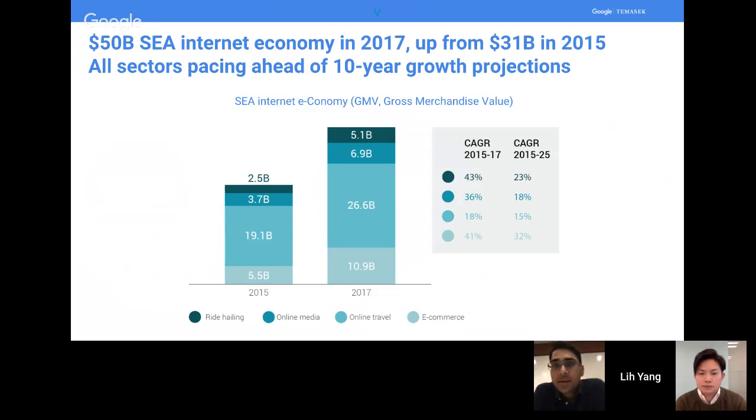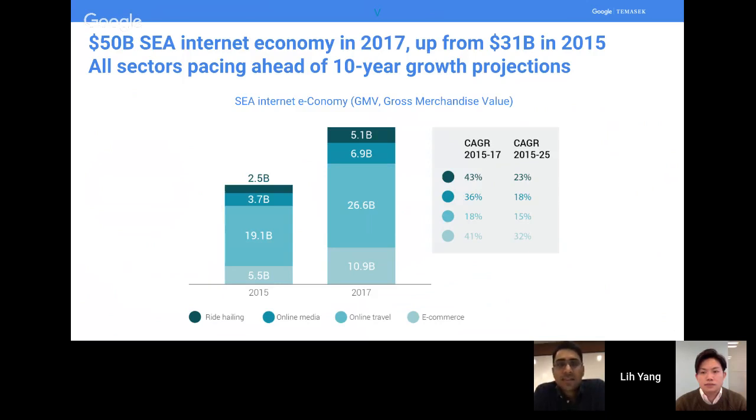And then you have online media. Online media is something that would include online gaming and online ads. Online travel, which is hotels, airlines, everything that is done online on the travel side of business. And then you have the e-commerce vertical, which is also gaining in a big way.